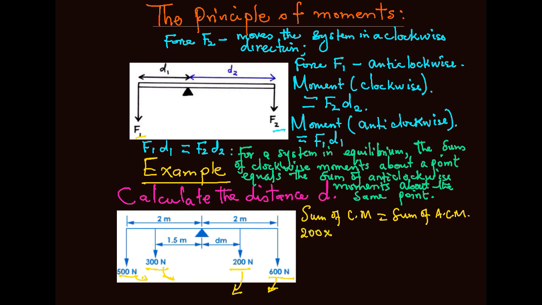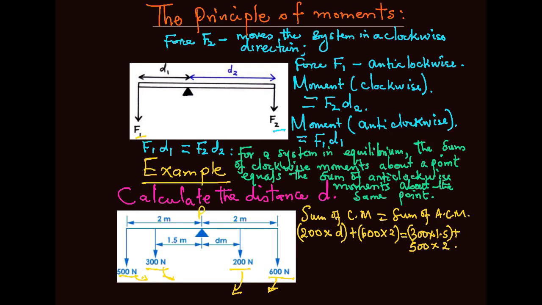200 multiplied by d added to 600 multiplied by 2 should be equal to 300 multiplied by 1.5 added to 500 multiplied by 2. Remember, we take the forces and their corresponding perpendicular distances from the fixed position we call the pivot.